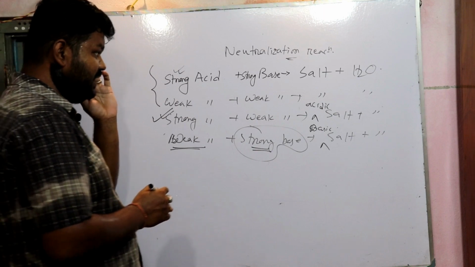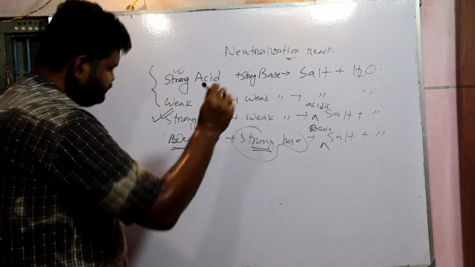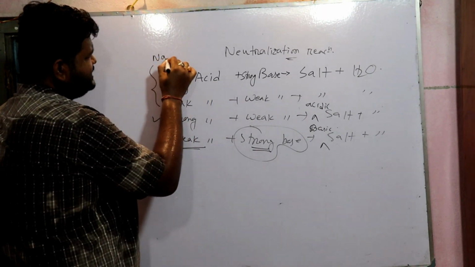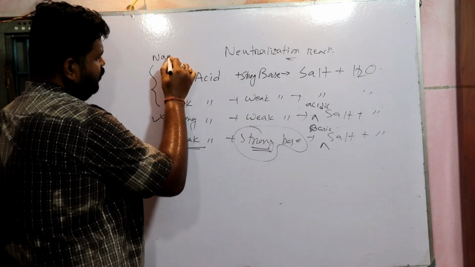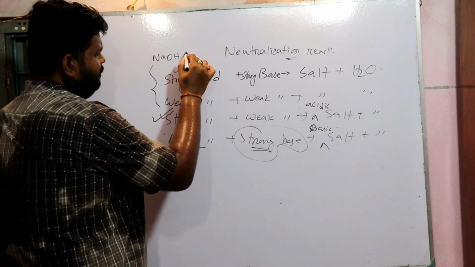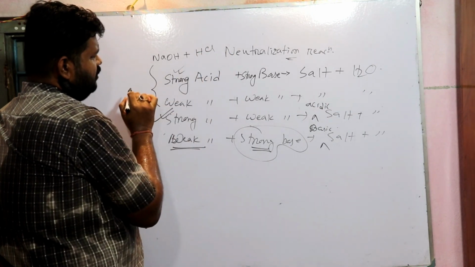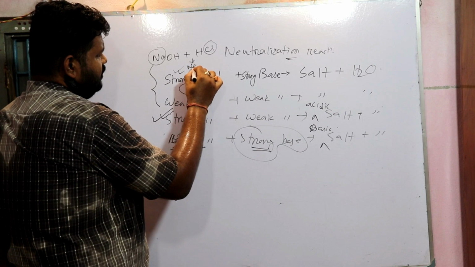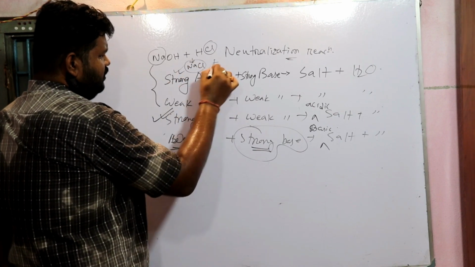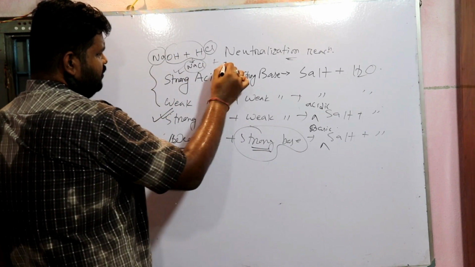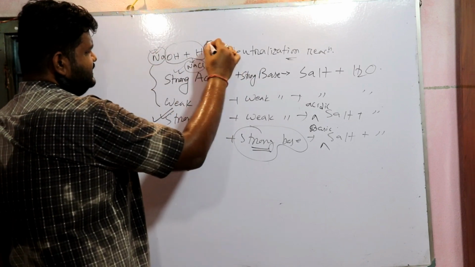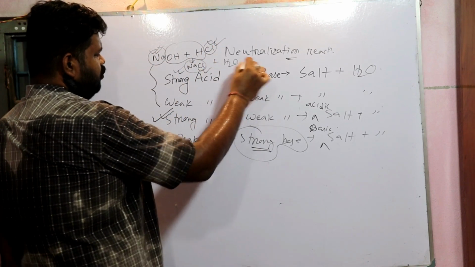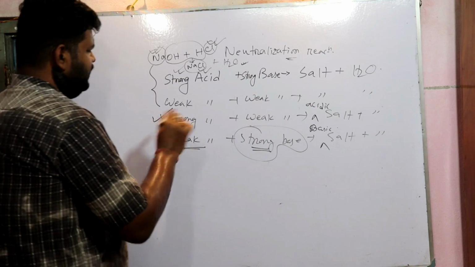So in this neutralization process, suppose we are taking sodium hydroxide plus HCl. What will form? Sodium and chloride will form sodium chloride salt, and the hydrogen and OH will form water. So this is base, this is acid, this is salt, this is water. This type of reaction will happen.